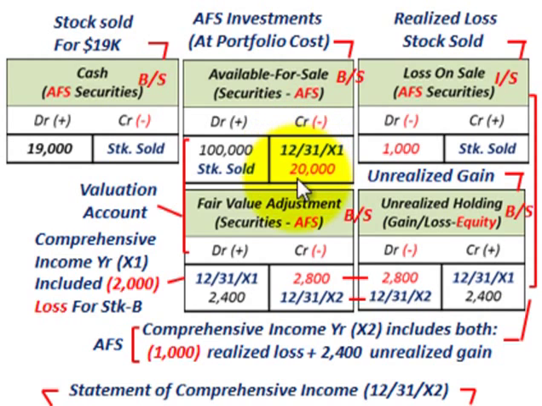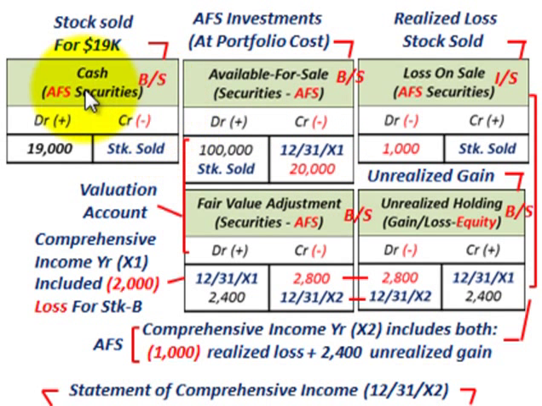The other thing we're going to have to do is set up a fair value adjustment account, and based on that fair value adjustment, this is where we're going to recognize any unrealized holding gains or losses, and that's going to be part of our equity account. But before we do that, we're going to deal with this stock that we sold. We sold stock B, which had a cost of $20,000, so you'd credit or reduce your available for sale securities by that amount.